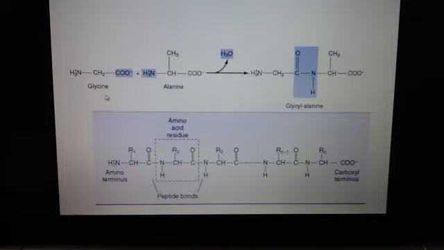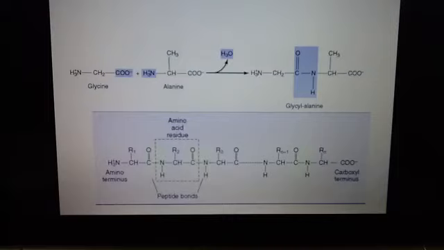So we have glycine and we have alanine, and we add them together and water is given off. So the carboxyl group of the amino acid, you can see, connects to the amino group of the other amino acid, and then the water is given off, and we see the formation of glycyl alanine.